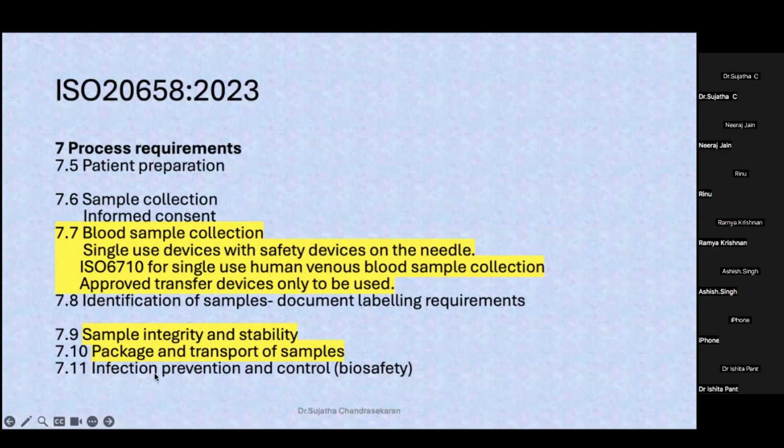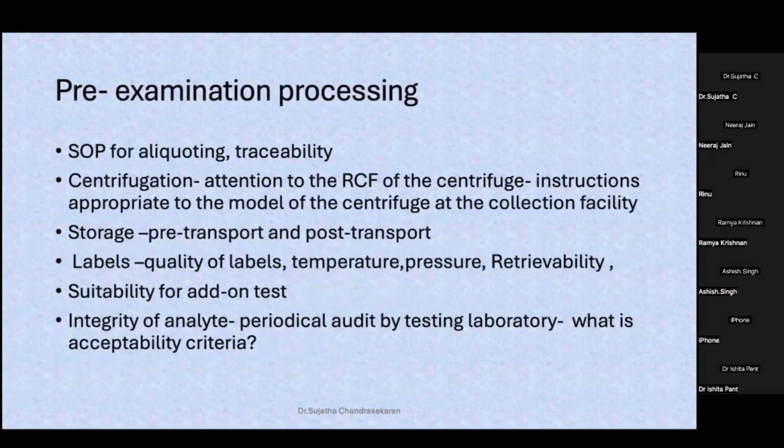Right. Sample integrity and stability. There is no other way. You have to just follow the procedures and pray that the sample integrity is there. Otherwise, there is no way you can introduce a control and see whether the sample integrity is maintained in any of these analytes. Package and transport instructions are generally done. Infection control has been there.